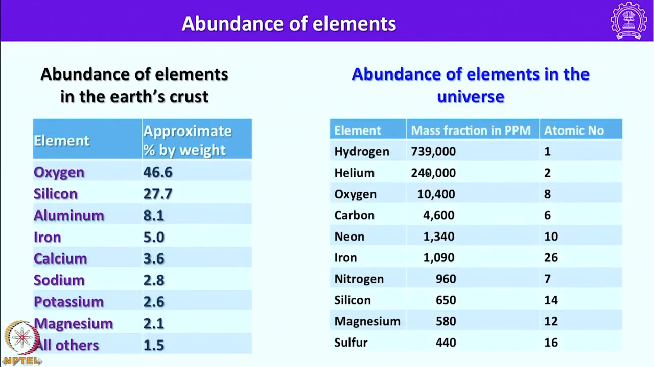So let us look into the abundance of elements in the universe. You will be surprised to see hydrogen occupying the top position, and then next helium comes, and next oxygen, carbon, neon, iron, nitrogen, silicon, magnesium and sulfur. These are the top 10 most abundant elements in the universe, and you will be surprised to see that both in the Earth's crust and in the universe, main group elements occupy the major position, and except for iron in both instances, the most abundant elements are essentially the main group elements.